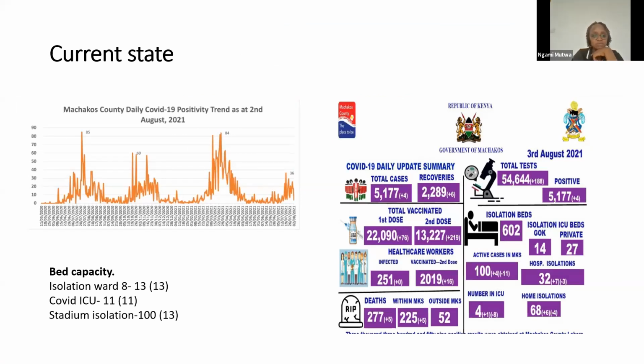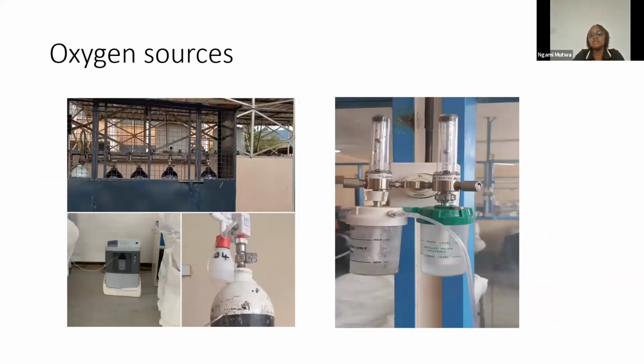Our capacity in the hospital: we've recently reopened our stadium isolation ward, which has a capacity of 100 cases. So far we have 13 patients admitted there. Our ICU, which has a capacity of 11 beds, now has 7 patients, and our ward has 13 patients. Our sources: we have piped oxygen from our oxygen plants.